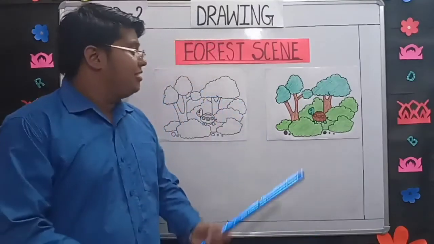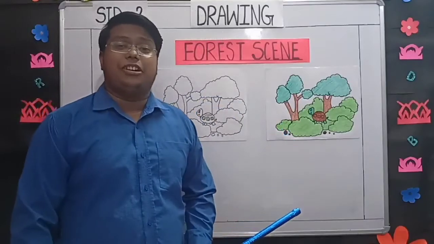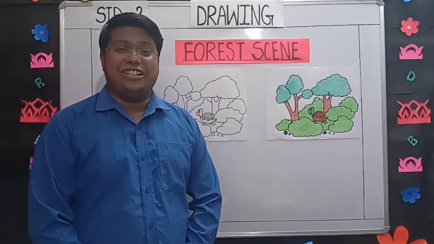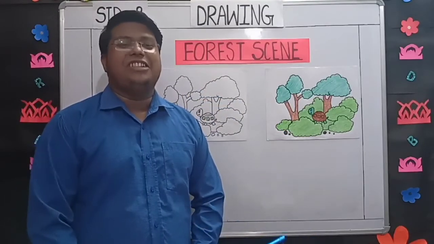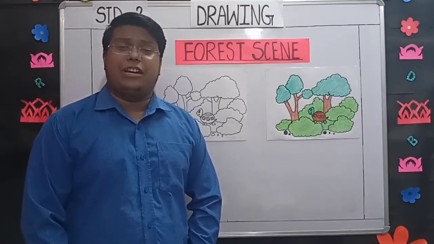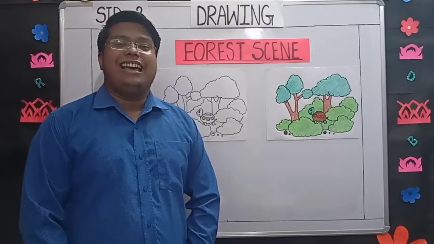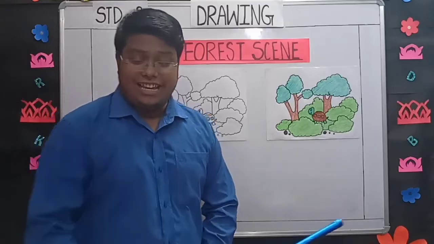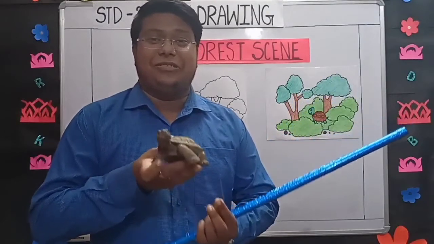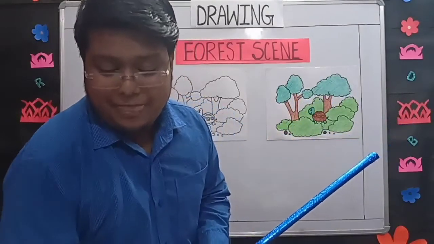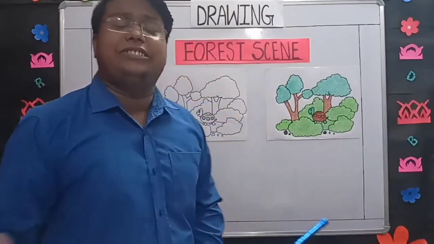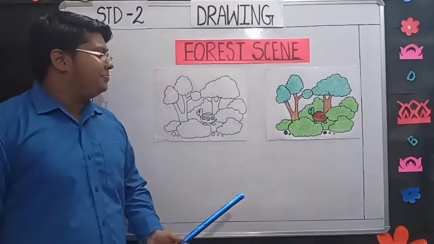So students, this picture is a scene of a forest. Now, what are forests? Can anyone tell me? Yes, forests are big areas fully covered with different types of trees, plants and animals. Animals like tortoise. Can you see this? Tortoise, right? Rabbit. And there are lots of animals like snakes, etc.